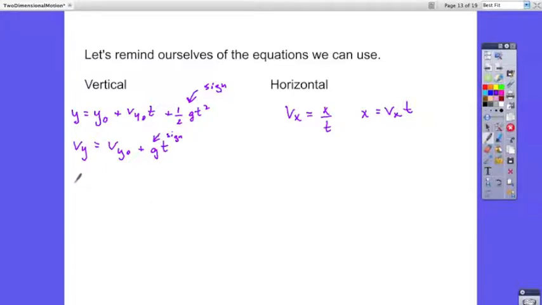And then we may end up using VYF squared. Let me erase that, make it a little bit neater. The final y velocity squared equals the initial y velocity squared plus 2gy. And again, think about the sign that you use for g. Okay, now that we have our toolbox, let's tackle some problems.